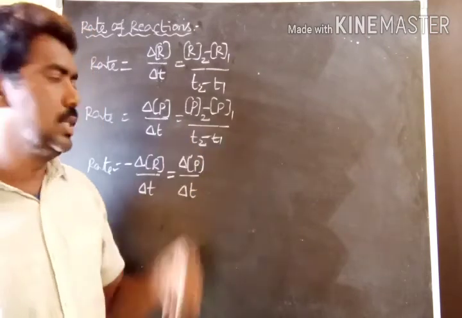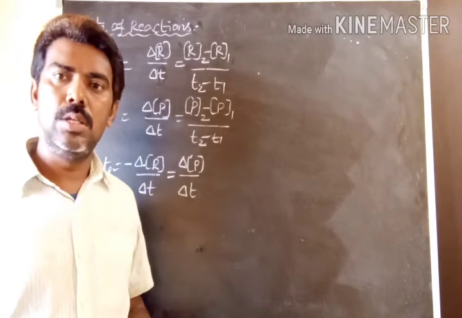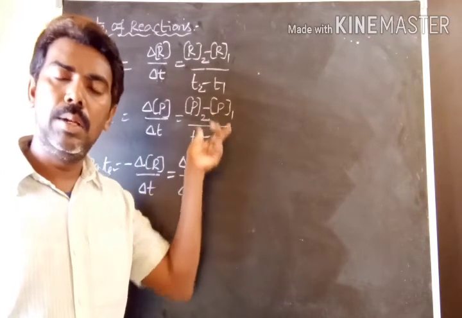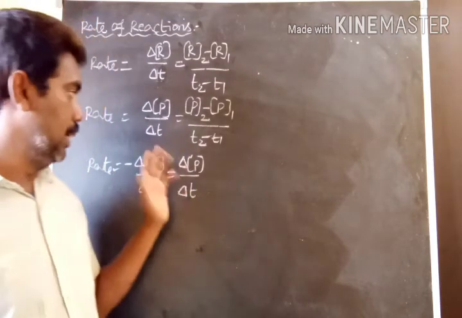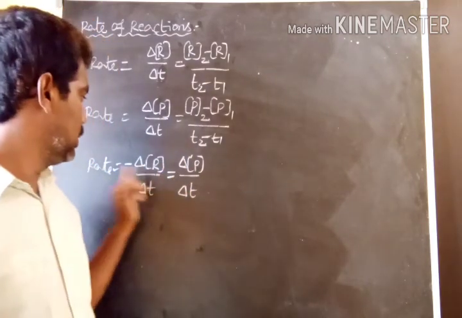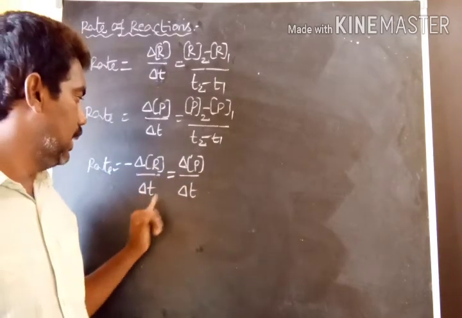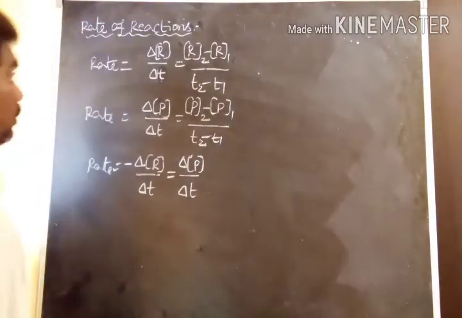Then what about the products case? The P2 value is high and the P1 value is less. Here delta P by delta T is directly positive, so we do not multiply with any negative. So the rate is equal to minus delta R by delta T is equal to delta P by delta T. We will take one example also.